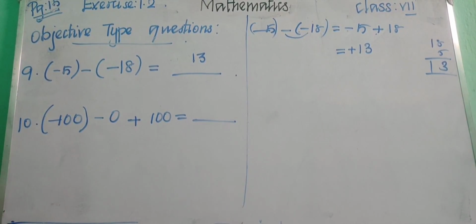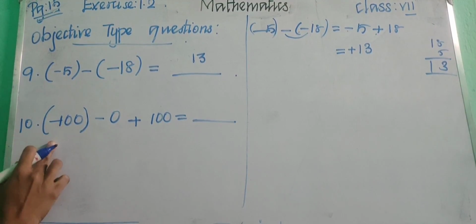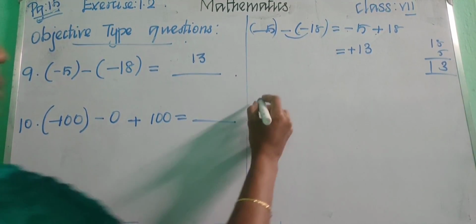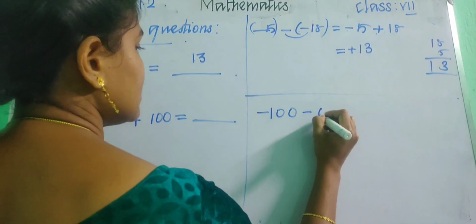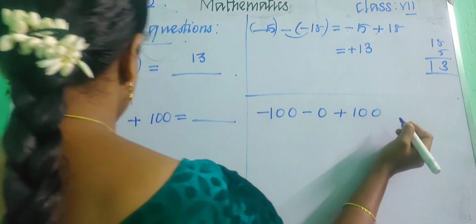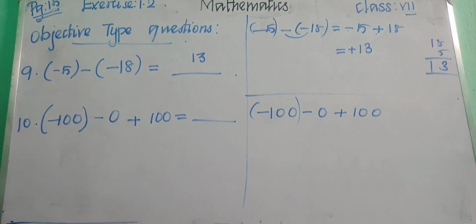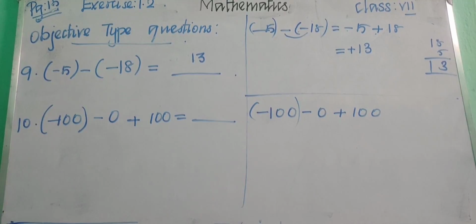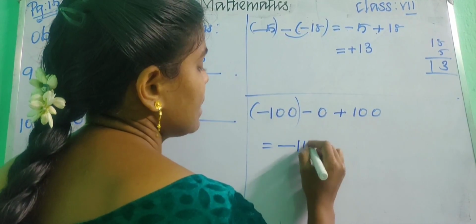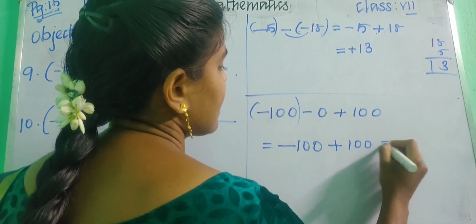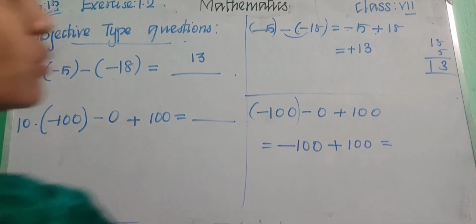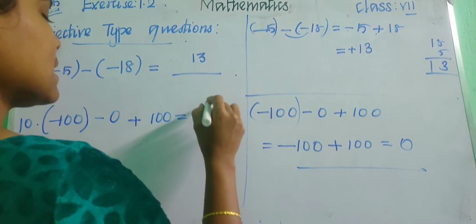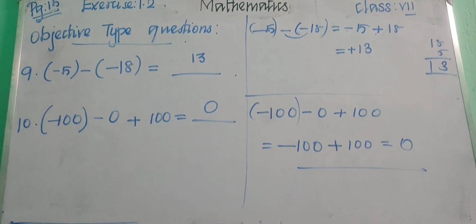And the next one: minus 100 minus 0 plus 100, okay. So let us do it. Minus 100 minus 0 is the same, minus 100, right? So we will have minus 100 plus 100. So what is the answer? Minus 100 plus 100, we will get 0. Okay, so the answer is 0. You can copy it in your notebook.